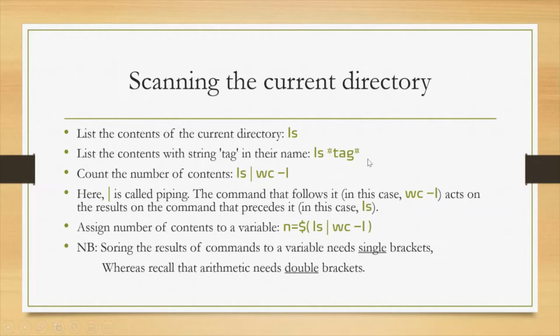If you do ls *tag* followed by this piping operator wc -l, it will return the number of contents with tag in their name. To assign the contents to a variable, this is the syntax where you use the $ and single round brackets. This is different from arithmetic, where we use double round brackets. So n, again, no spaces before and after the equal to, $, single round brackets, and the command is in here. This command counts the number returned by ls, and that number is assigned to n.